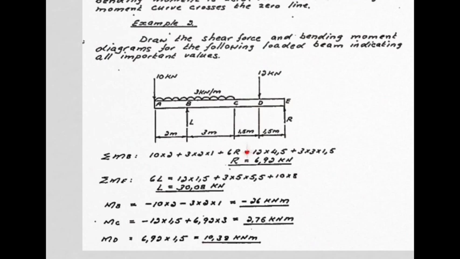Now for the clockwise moments, so an equal sign, then the clockwise moments. 12 times 4.5 meters, plus that last piece of the UDL, which was 3 per meter, times 3 meters, times 1.5 meters, which is the distance from B to the midspan of that portion. So we get R at 6.92. Similar fashion, moments about E to eliminate R and find L.